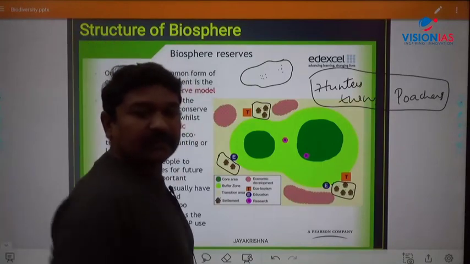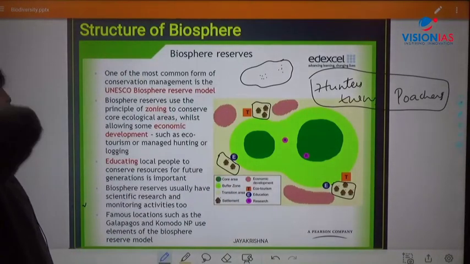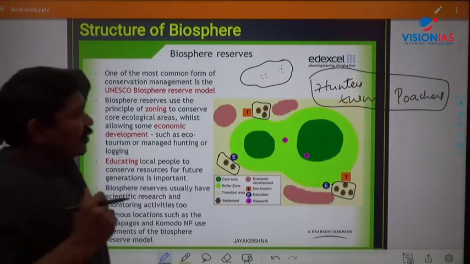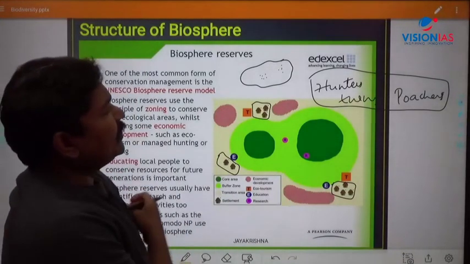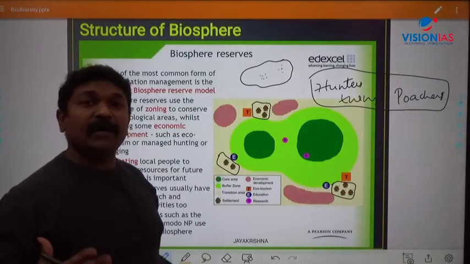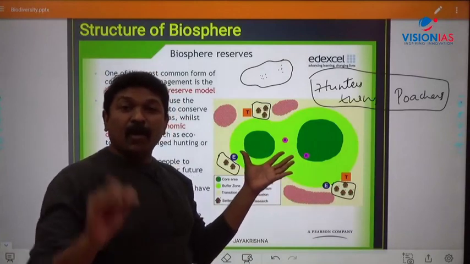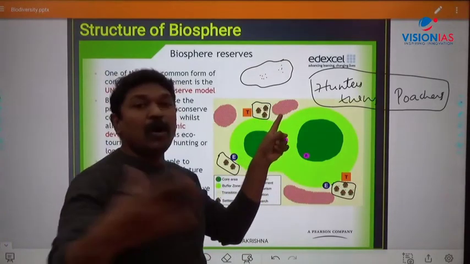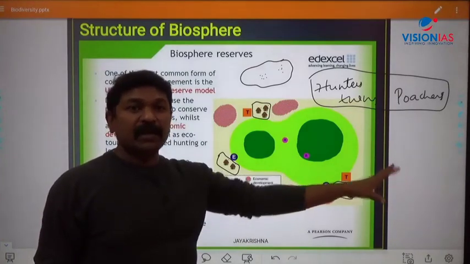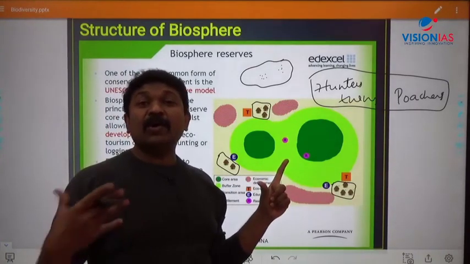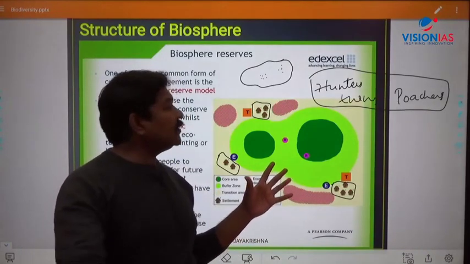Now, what was I explaining? Hunters turning poachers. Hunters can turn into poachers when the government asks the people to get out of that area. These people develop a sort of enmity against the animals, and then they turn into poachers instead of hunters.